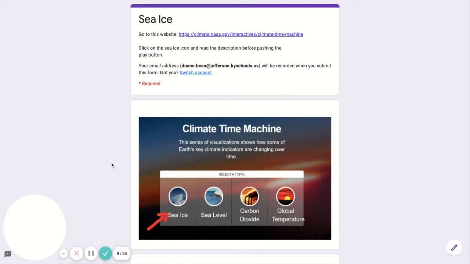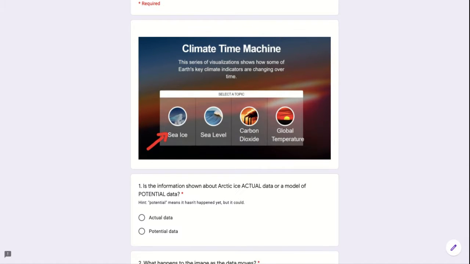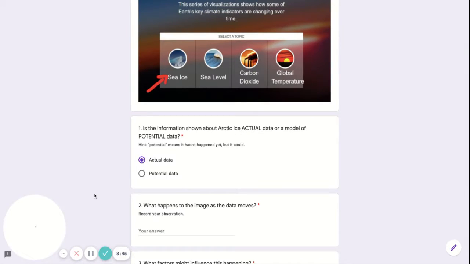So back to the Google form. Question 1 says, is the information shown about Arctic ice actual data or a model of potential data? Actual data means things that actually happened, whereas potential data means something that hasn't happened yet but could. This model of sea ice went from 1979 to 2020. This is what actually happened. So this is actual data.